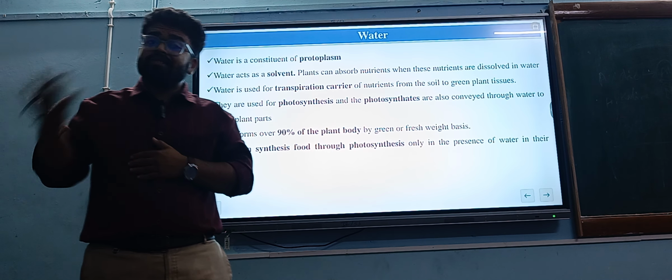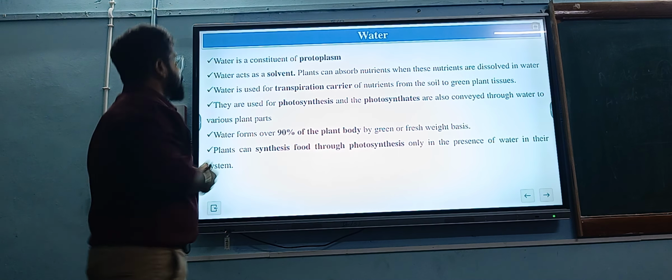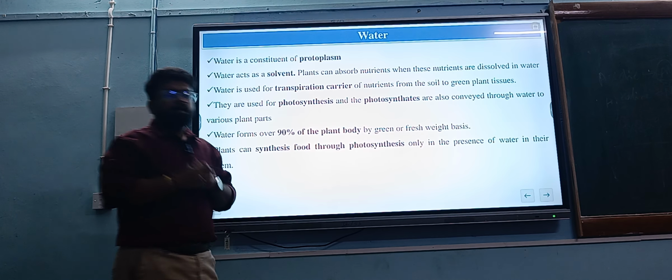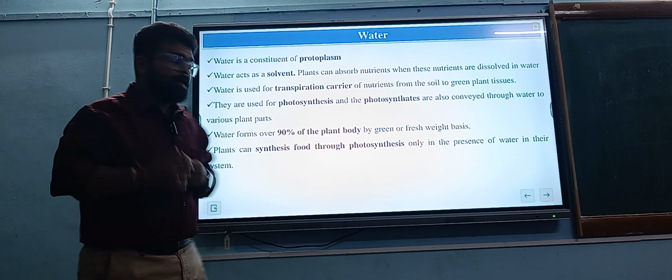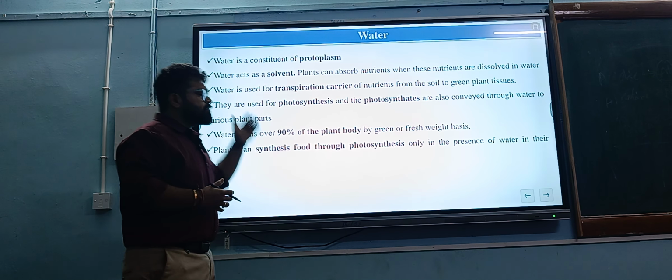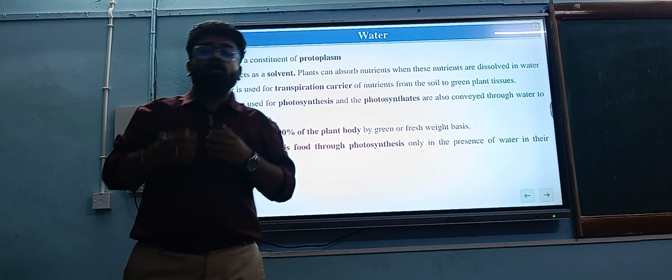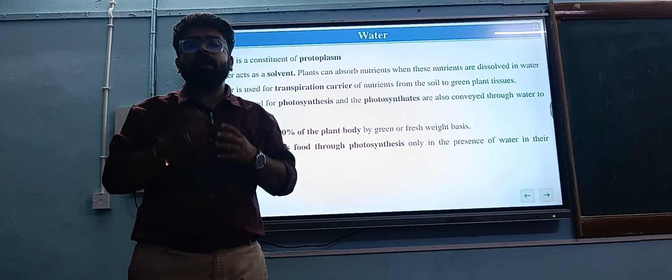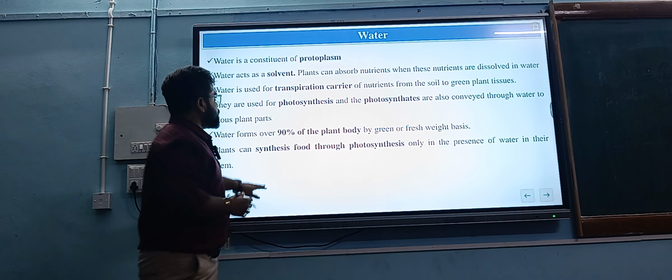from source to the sink also takes place by the presence of water, and 90% of the fresh body weight of the plant is made of water. It plays a very important role in synthesis of food. So when studying all these, we call water the elixir of life, and it plays a very important role in plant growth and development.